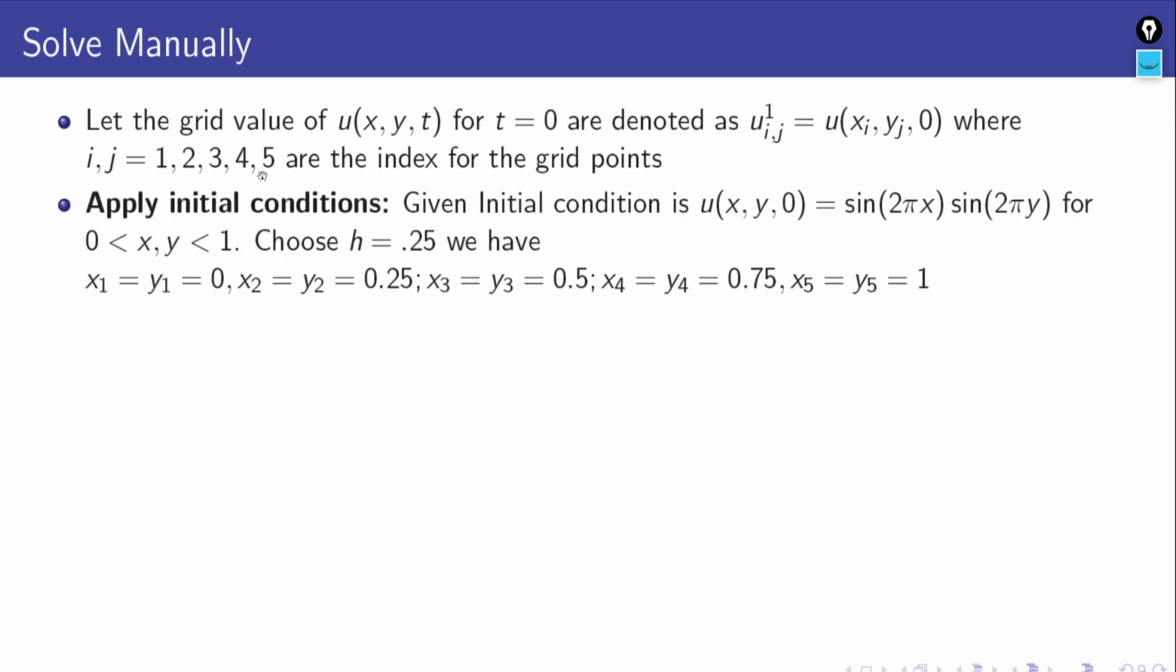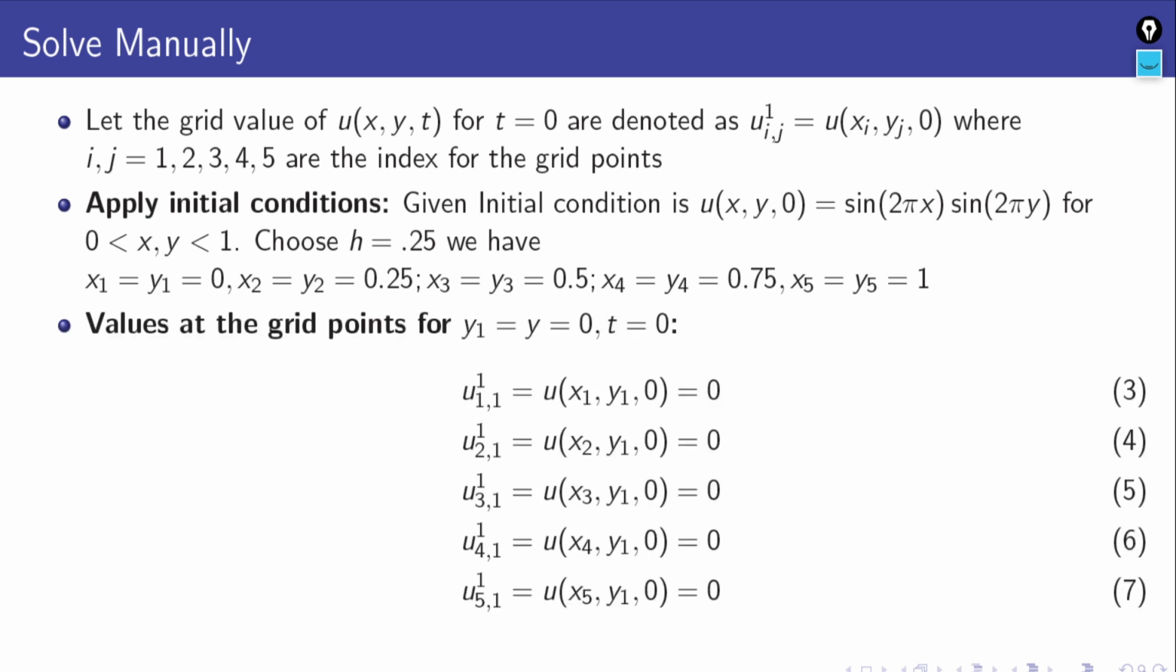Then we have to apply the initial condition, and you can see that u(x, y, 0) is equal to sine 2 pi x sine 2 pi y, where x and y lie between 0 and 1. The step size we have is h equal to 0.25. So by following this, x1, y1 will be equal to 0, x2, y2 will be equal to 0.25, x3, y3 will be equal to 0.5, x4, y4 will be equal to 0.75, and x5, y5 will be equal to 1. These are the indices and their corresponding values.